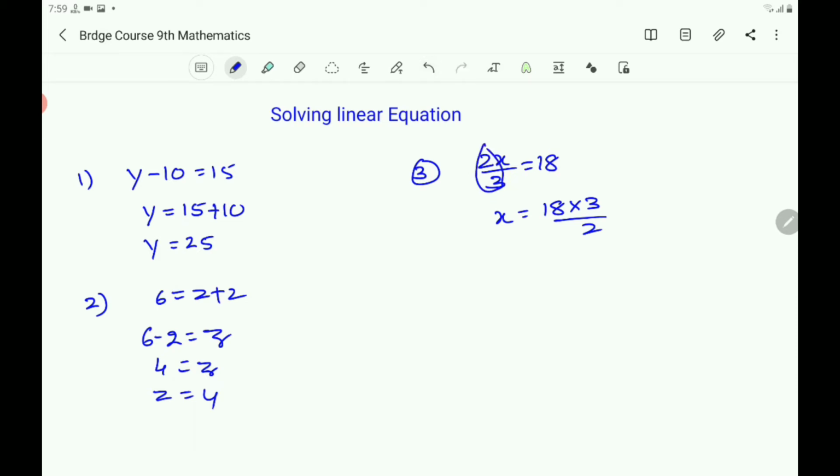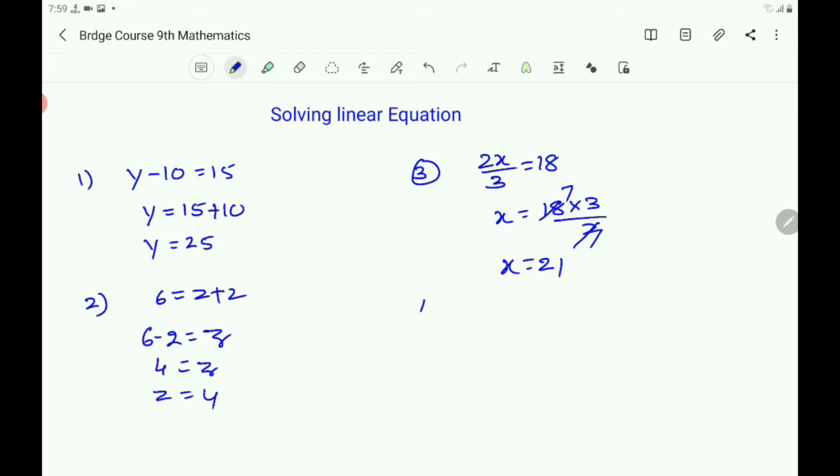When it is transferred to the RHS, 3 comes to the numerator and 2 comes to the denominator. So you get 18 into 3 by 2. Then you can cancel: 2 1s are 2, 7s are... Then you get 7 3s are 21.